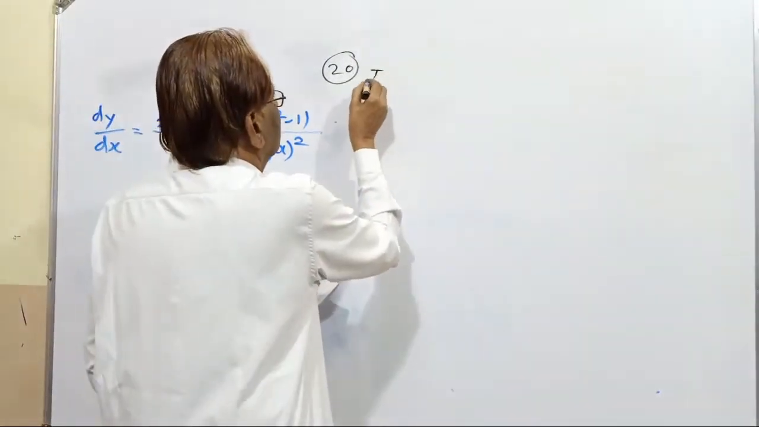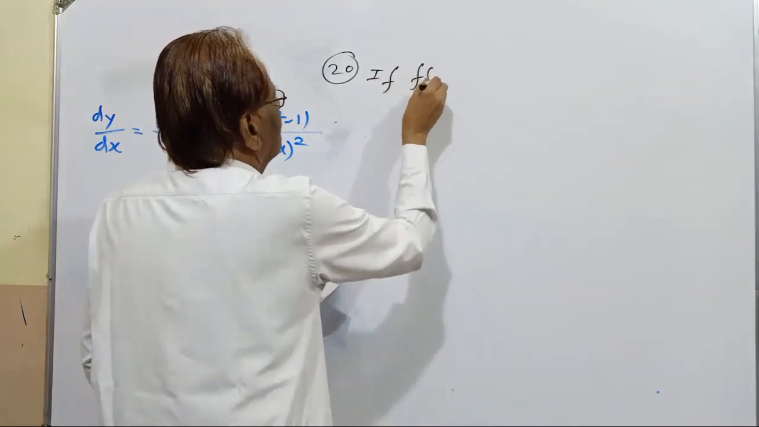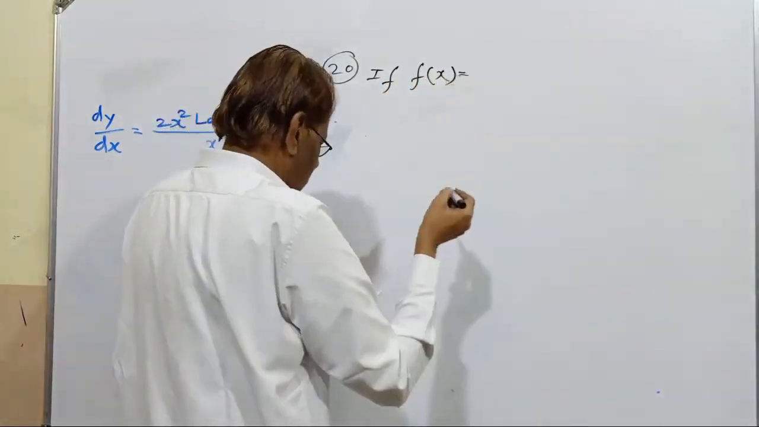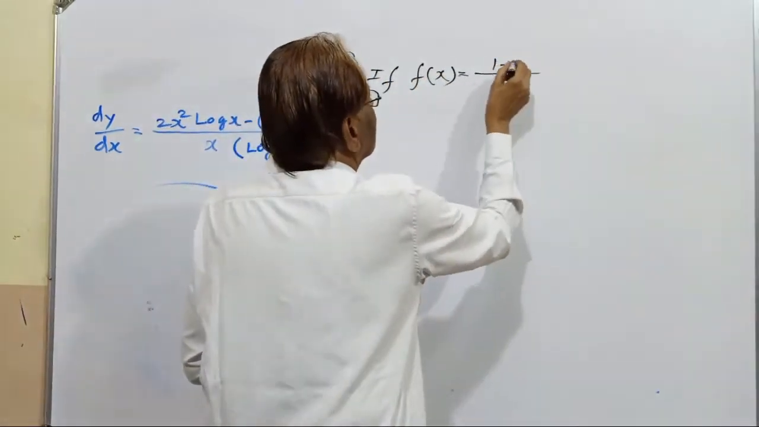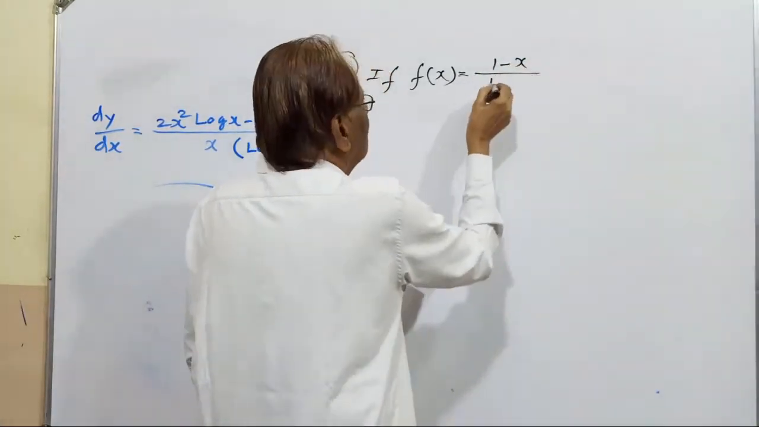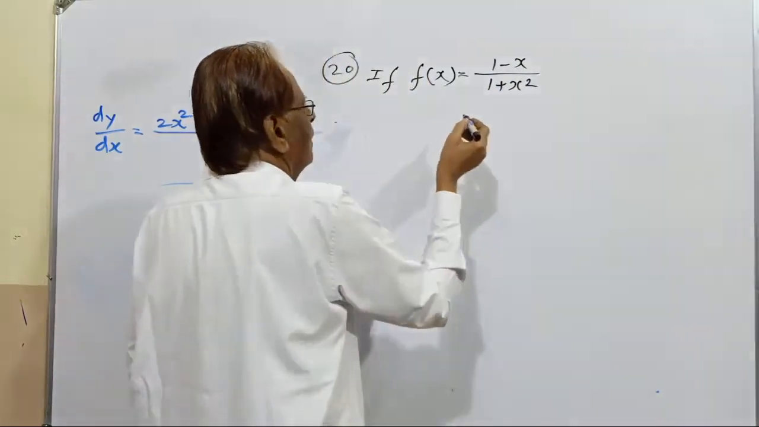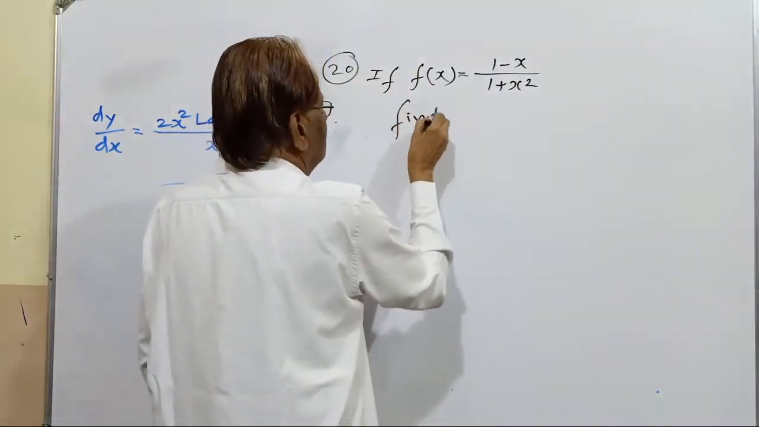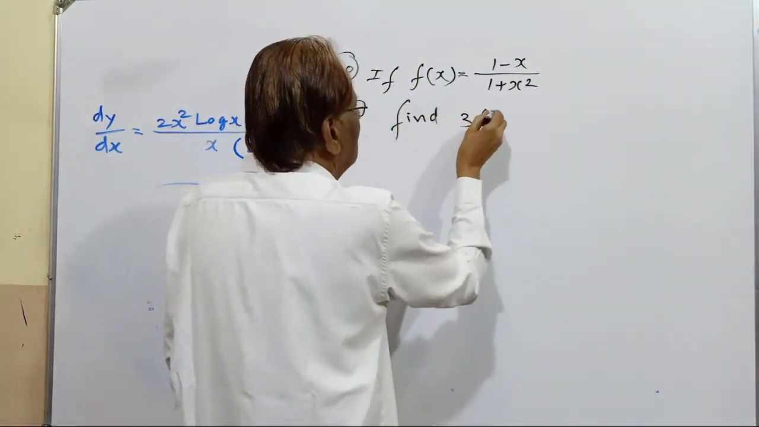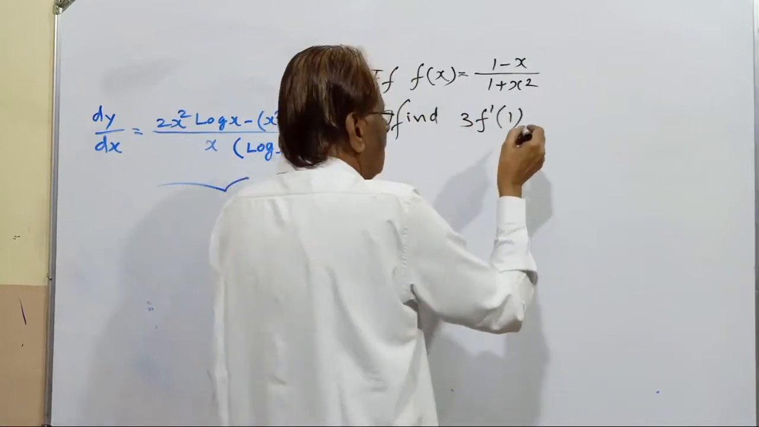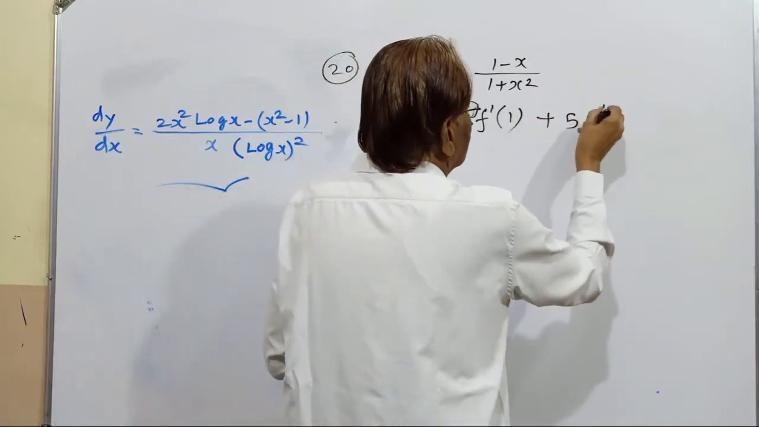If f of x equal to 1 minus x by 1 plus x squared, find 3 f dash 1 plus 5 f dash 2.